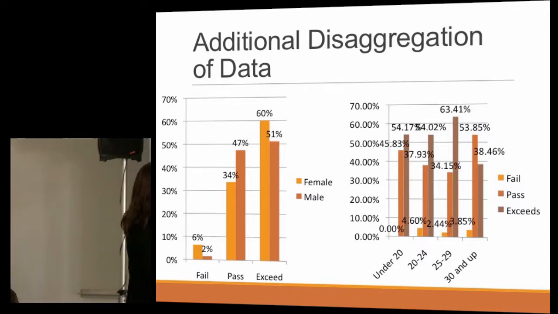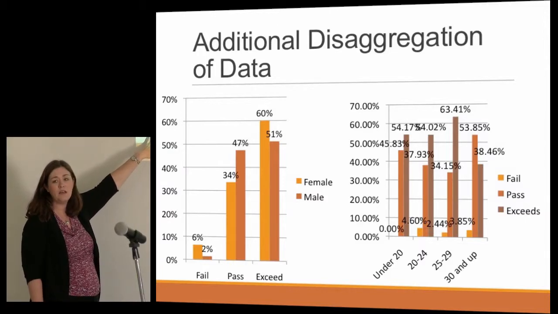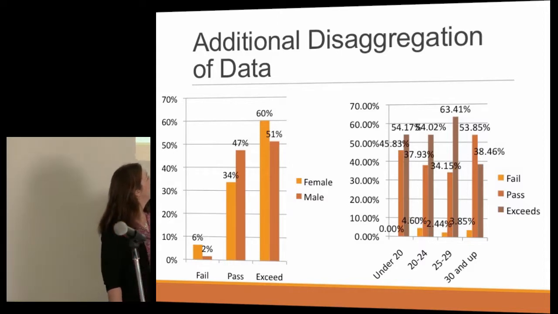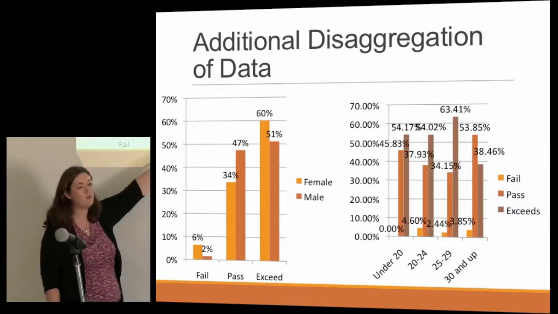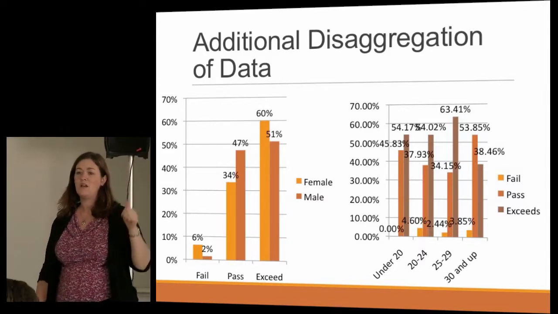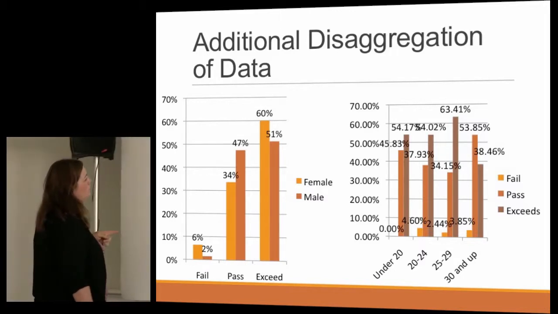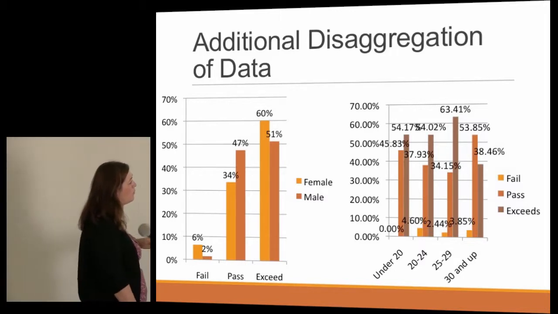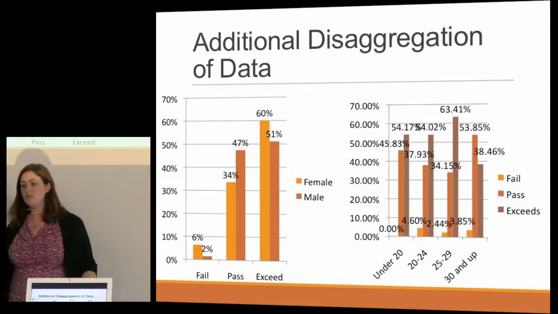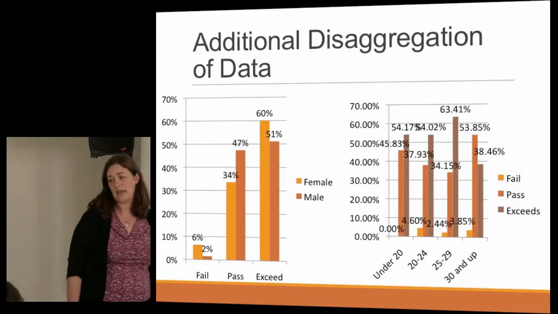So we looked at how students do on that particular area, depending on whether they were male or female. And we see that females, when it comes to body gesture and stance, do much better than males. More of them are in the exceeds category. And then the other thing that we disaggregated this particular one by was age, the age of the student. So when you look at the age of the student, what do you see? Where's the gap?